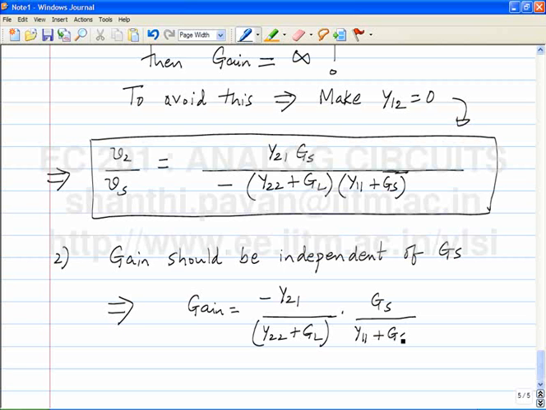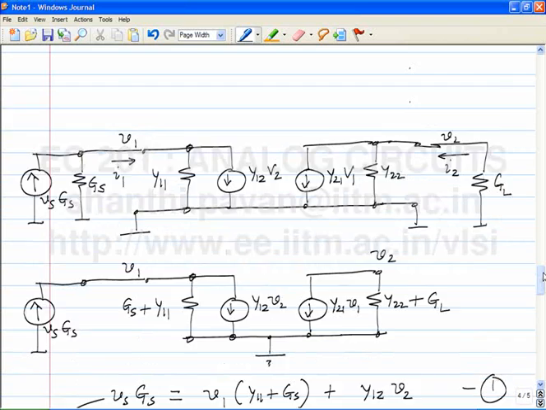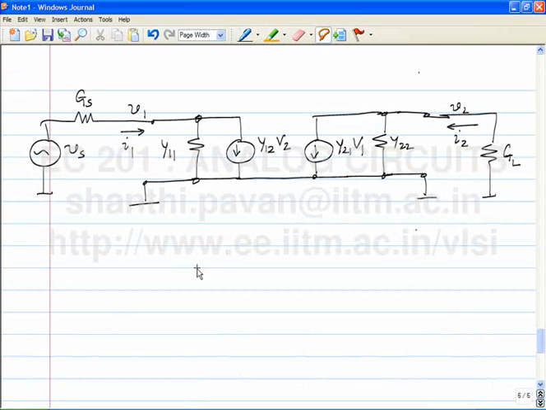So if you want to make this independent of GS, what must you do? Set Y11 equal to 0 to make the gain independent of GS. It comes out of the math, but is there a physical way of looking at it and understanding why this makes sense? Let's go back to this example here. Let me copy and paste, and we said Y12 was 0, so we eliminate this.